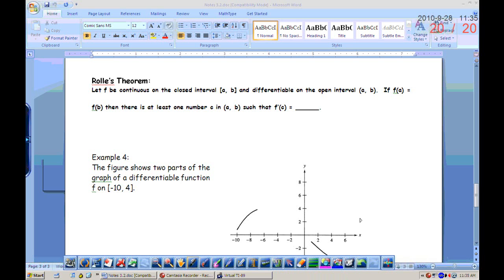If f of a equals f of b, so if your two endpoints have the same y value, then you're guaranteed a value of c such that f prime of c equals 0. Okay? It's saying you've got a continuous function on a closed interval, but now f of a equals f of b. So your two endpoints have the same y value. Well, what's the slope between the two endpoints? 0. So you're guaranteed the derivative has to equal 0 somewhere in there.